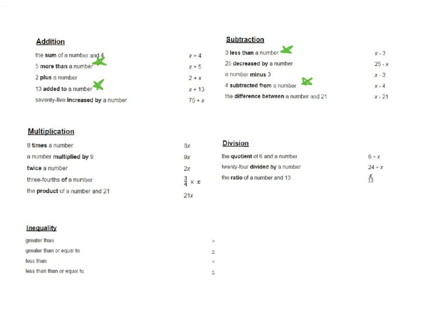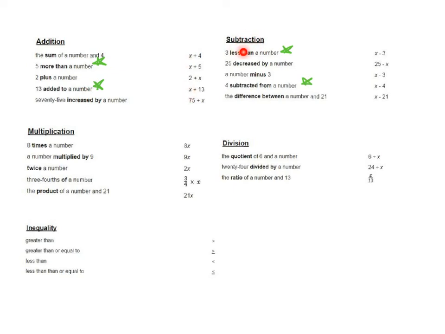I've starred these two here because they're the two we have to be careful with. When you see more than or added to, the words are going to be flipped from what you write in the equation. So here, 5 was first, it's last in the translation, what you write down. 13 was first, it's going to be last in the part that you write down. A number was last in both of these, and it's first.